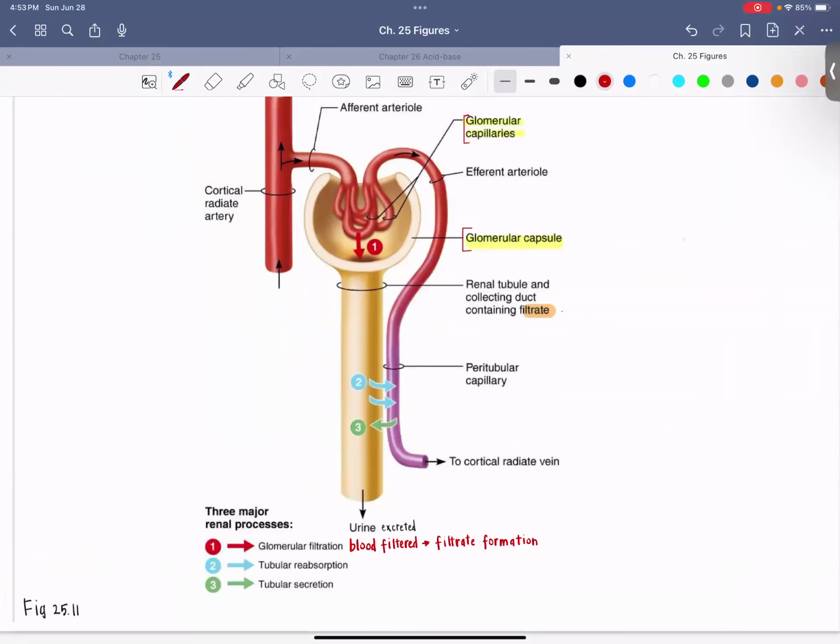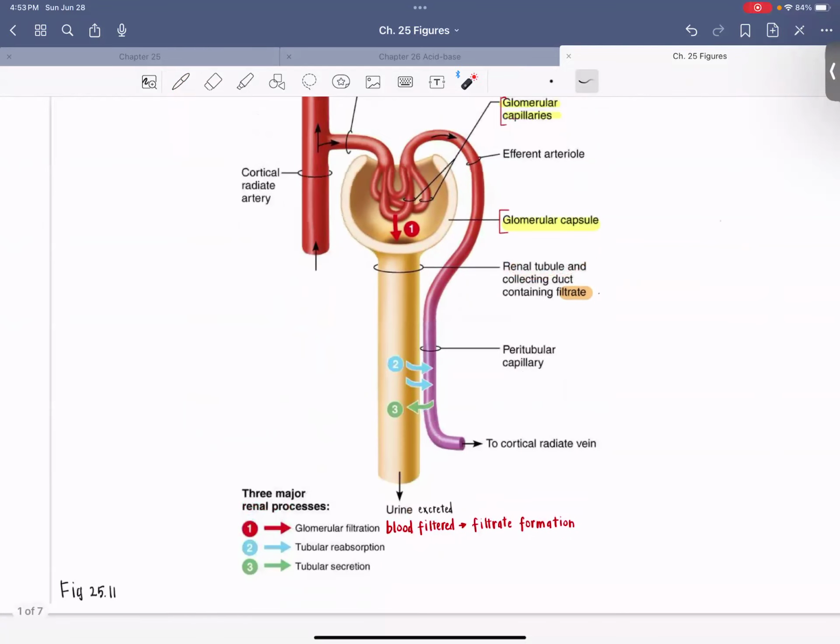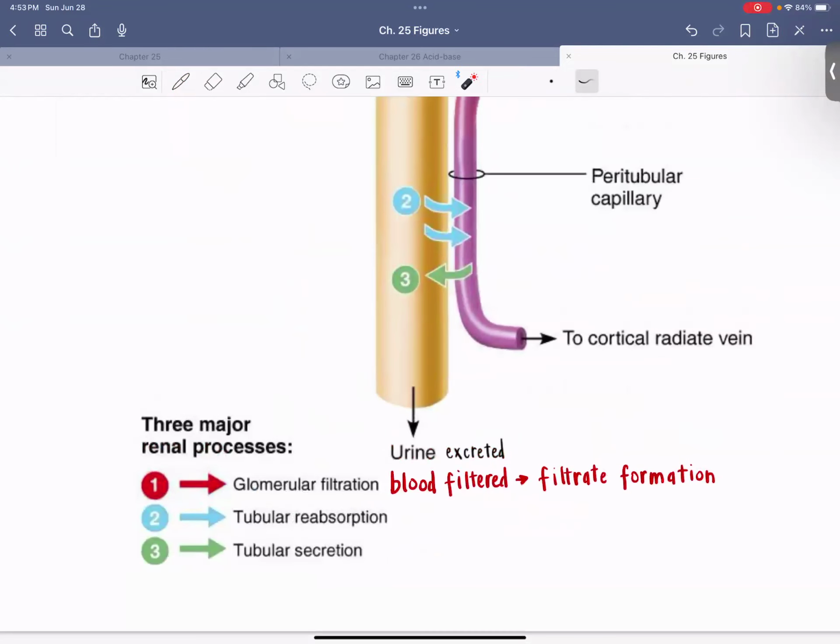The next step is reabsorption, which takes place along the length of the renal tubule. You may want to go back and review the anatomy of the nephron, which you're looking at here. Reabsorption reclaims or returns necessary substances to the blood.